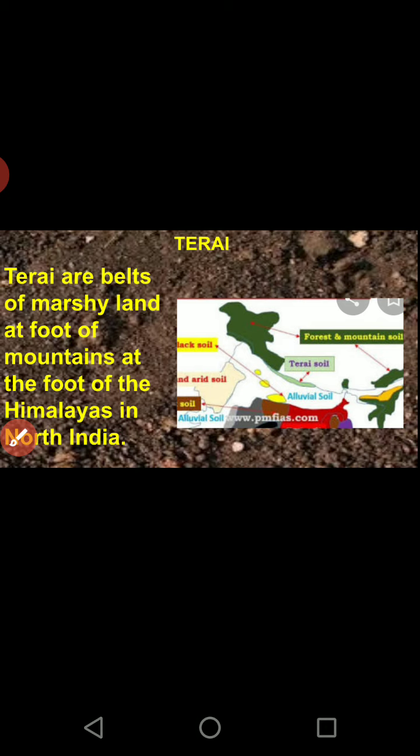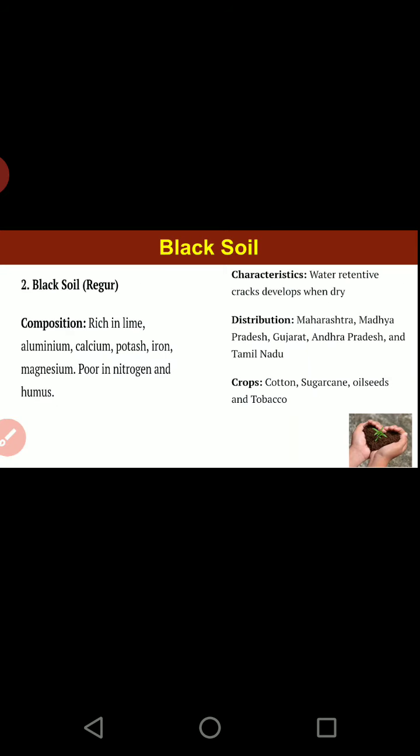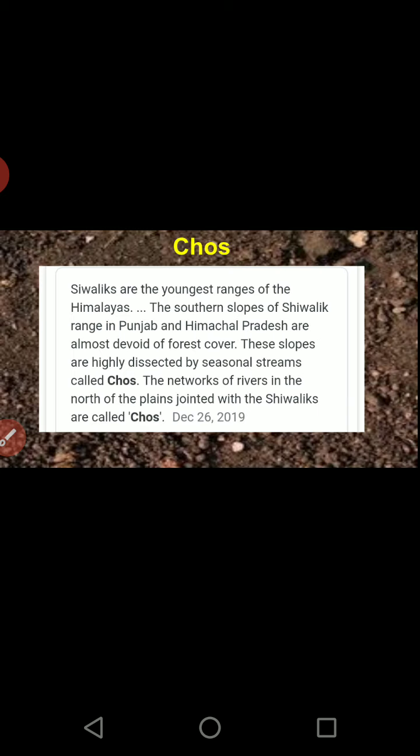Terai are the belts of marshy land at the foothills of mountains. And then you go ahead with Khos. Khos is the name used in the Punjab region and so on. Shivaliks are the youngest ranges of the Himalaya. The southern slopes of the Shivalik range in Punjab and Himachal are where they are called Khos. So it is like Duars, Terai and the Khos, right? So till here we are going to do today.